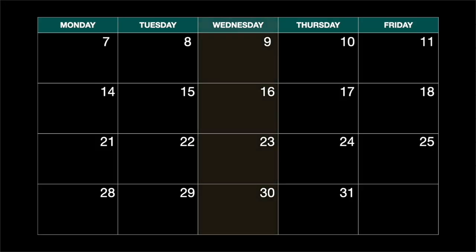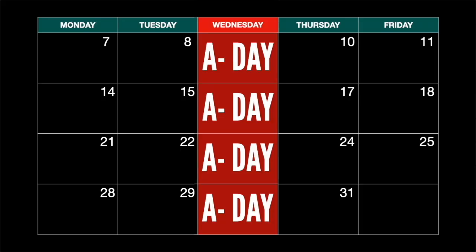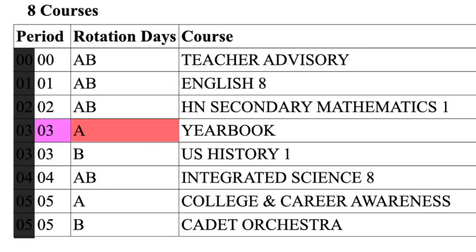So if today is a Wednesday, that means it's an A day. So third period A day would be yearbook. And third period B day would be U.S. history.